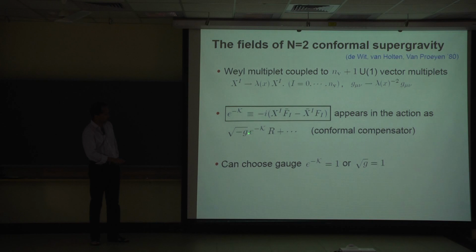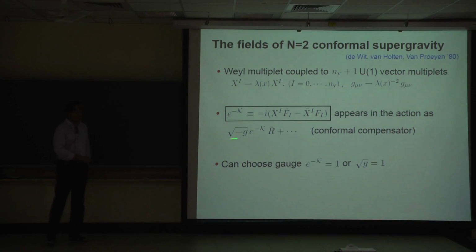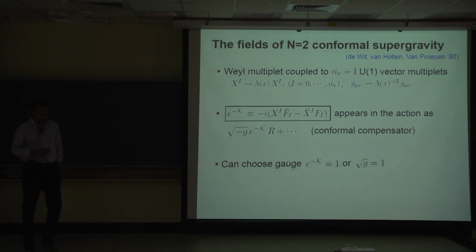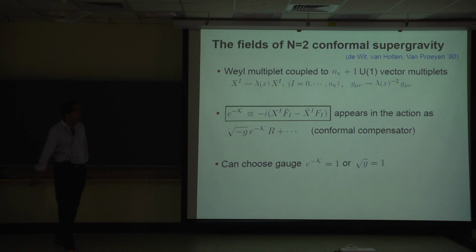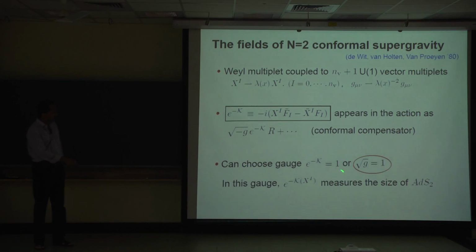It's square root of minus g e to the minus K times R. So you can see that it plays the role of the conformal compensator or the dilaton field. And now we want to gauge fix. So often one uses the gauge e to the minus K equal to 1 to get back Einstein-Hilbert, but one can equivalently put, there should be a minus sign here, square root of minus g equal to 1. And that's the gauge that I shall pick. And in this gauge, the reason that's a nice gauge to pick is because the symplectic symmetry now acts linearly.